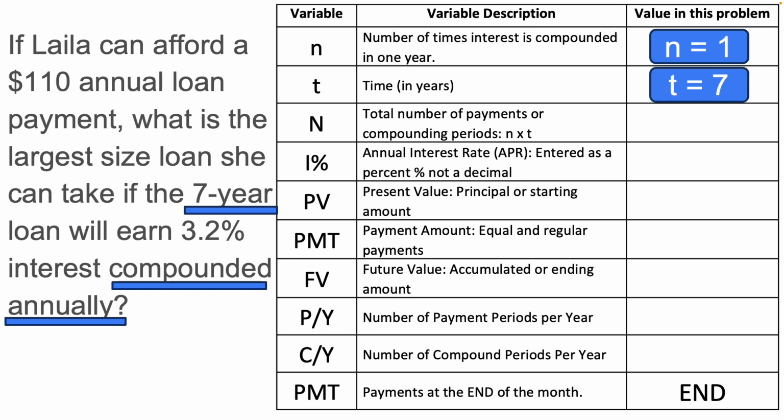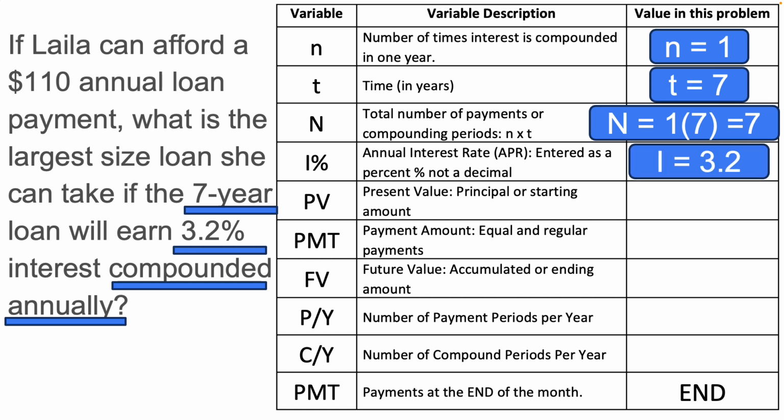Now let's find capital N. Capital N will be the first number that we type into the TVM solver. This is the total number of payments or compounding periods, and you find this by multiplying little n times t. So it's going to be 1 times 7, which in this case is just 7. Now let's find I, the annual interest rate. Remember, we need to enter I as a percent, not as a decimal. That's another difference from when we use the formulas. So it says that this loan will earn 3.2% interest, so I is going to be equal to 3.2.